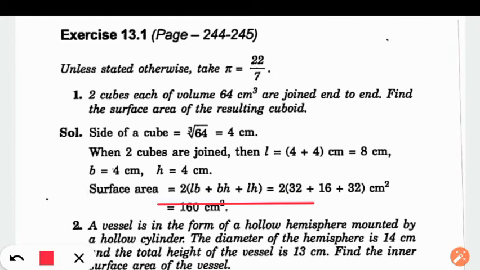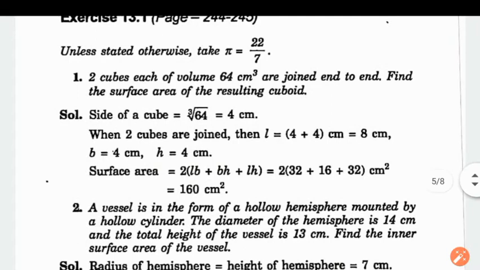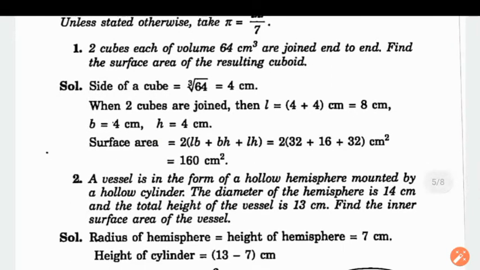2 in bracket total surface area, 2 in bracket length into breadth plus breadth into height plus height into length. Now we know what is length, breadth, height. So just write the values in the formula. You will get 160 centimeter square, which is the required answer.